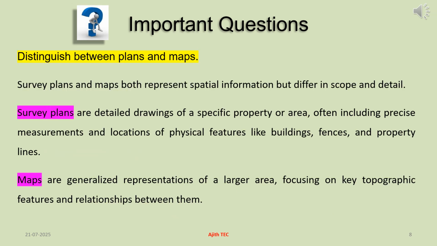Distinguish between plans and maps. Survey plans and maps both represent spatial information but differ in scope and detail. Survey plans are detailed drawings of a specific property or area, often including precise measurements and locations of physical features like buildings, fences, and property lines. Maps are generalized representations of a larger area, focusing on key topographic features and relationships between them.